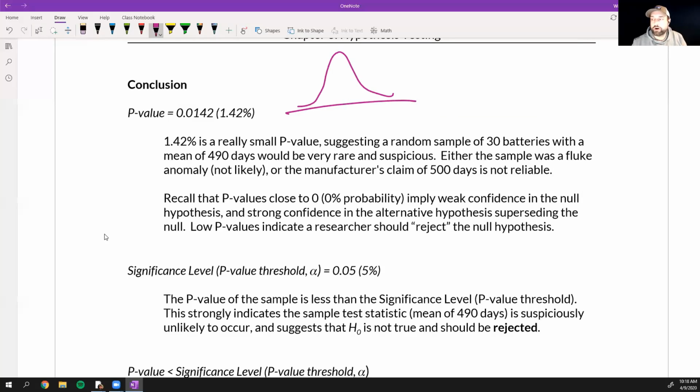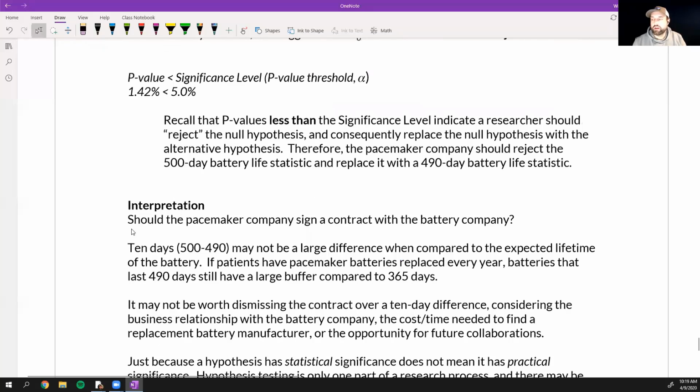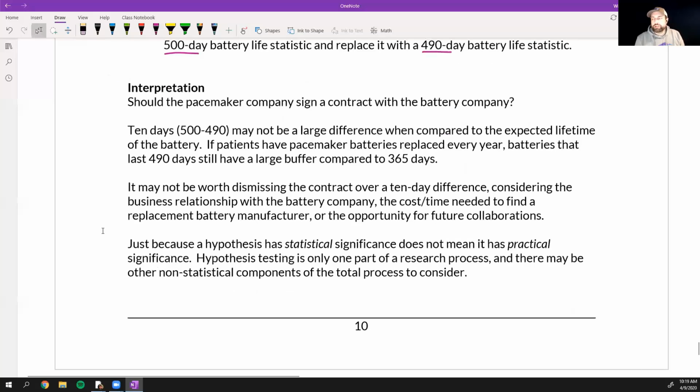Okay? So now that we have this, we have established 3 different ways that our p-value, the area under our target value, down here below, less than, is 1.42%. And that is below our 5% threshold. So that means that we should reject the null hypothesis. So recall that p-value less than the significance level indicates that we should reject the null hypothesis. Yay, we get to reject it. And so that means the pacemaker company should reject the 500-day battery life and replace it with the 490-day battery life.